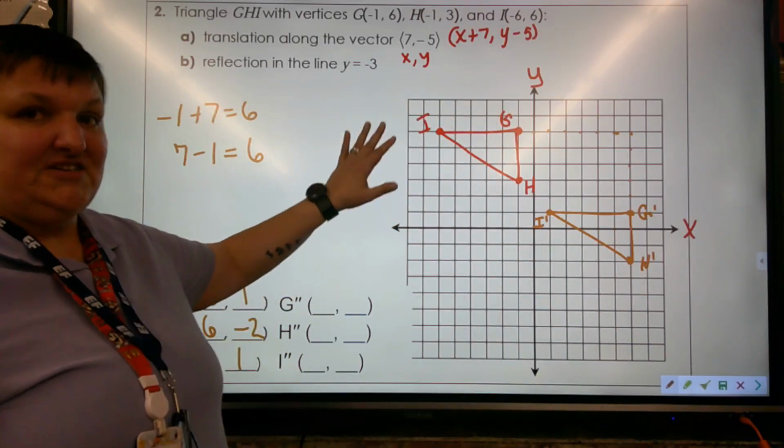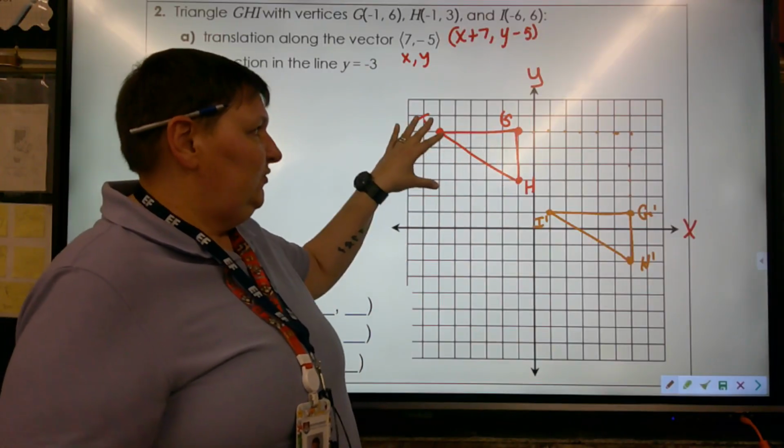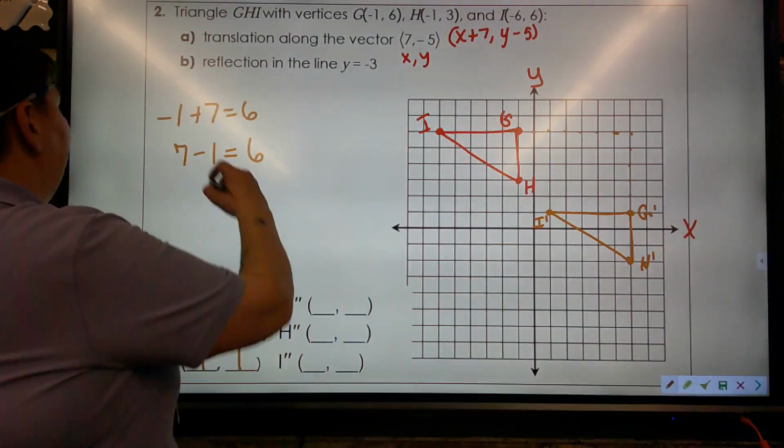Same shape, same size, same direction, because all we're doing is translating, which means we're dragging it to the right and we're dragging it down. That's it. All right? Step 1 done.